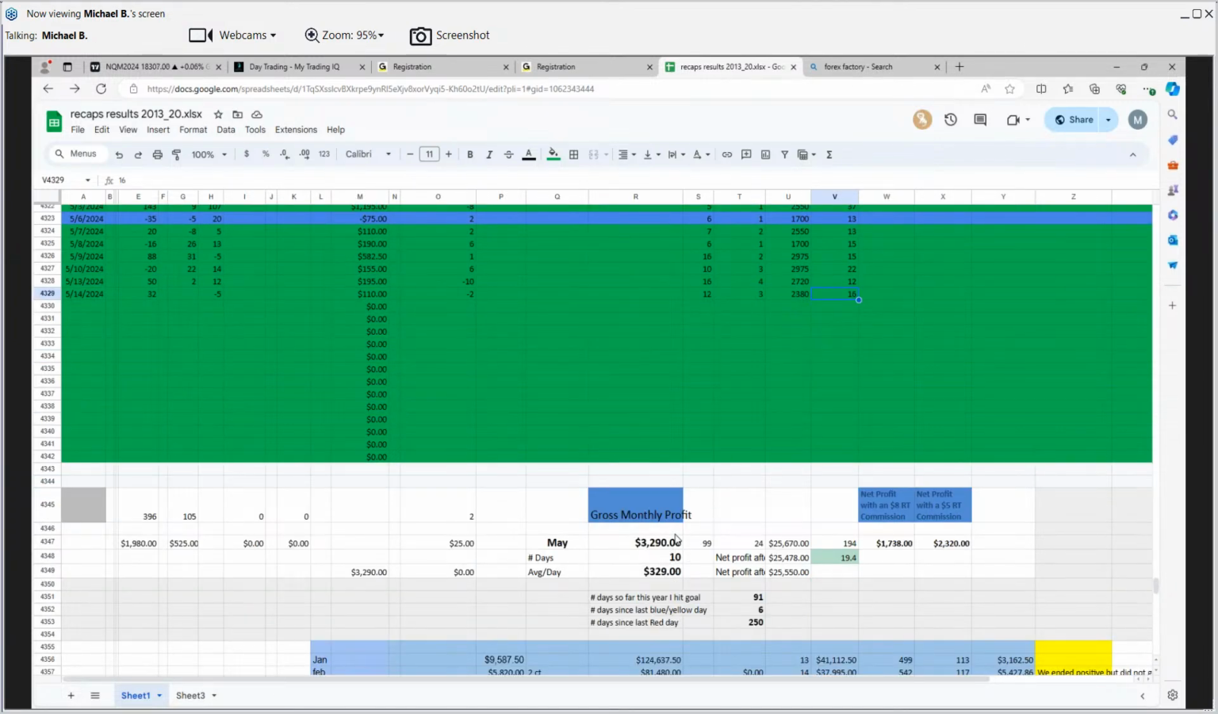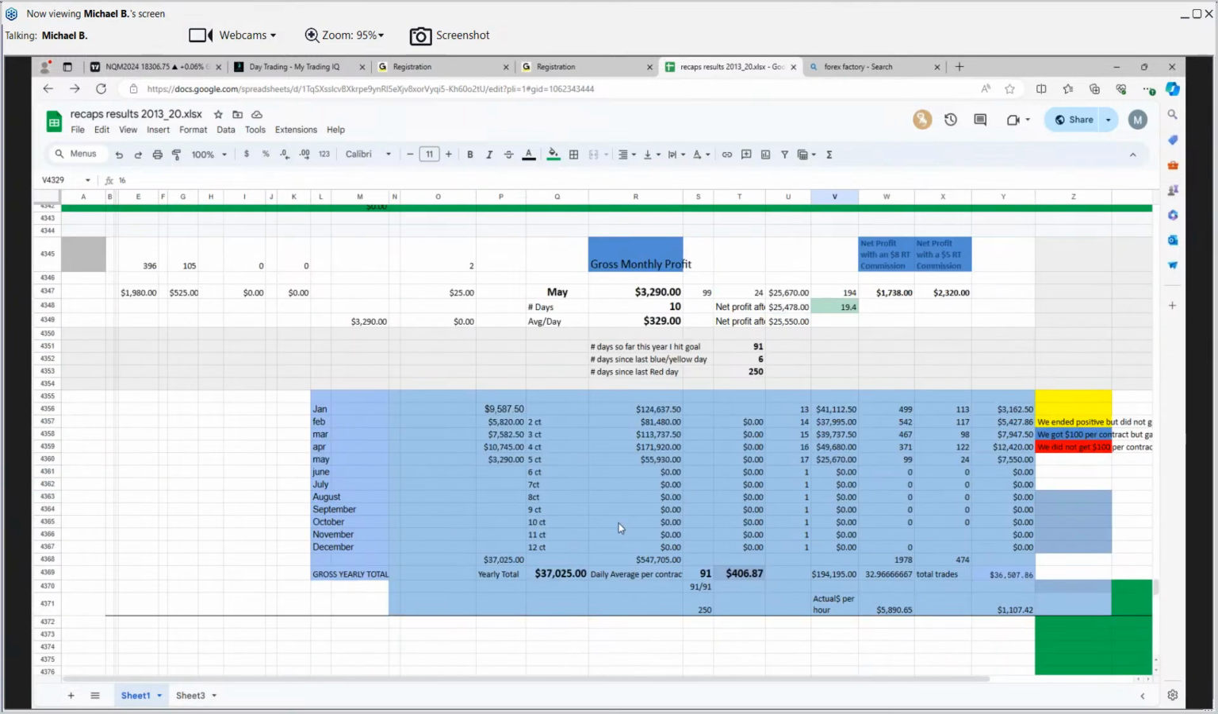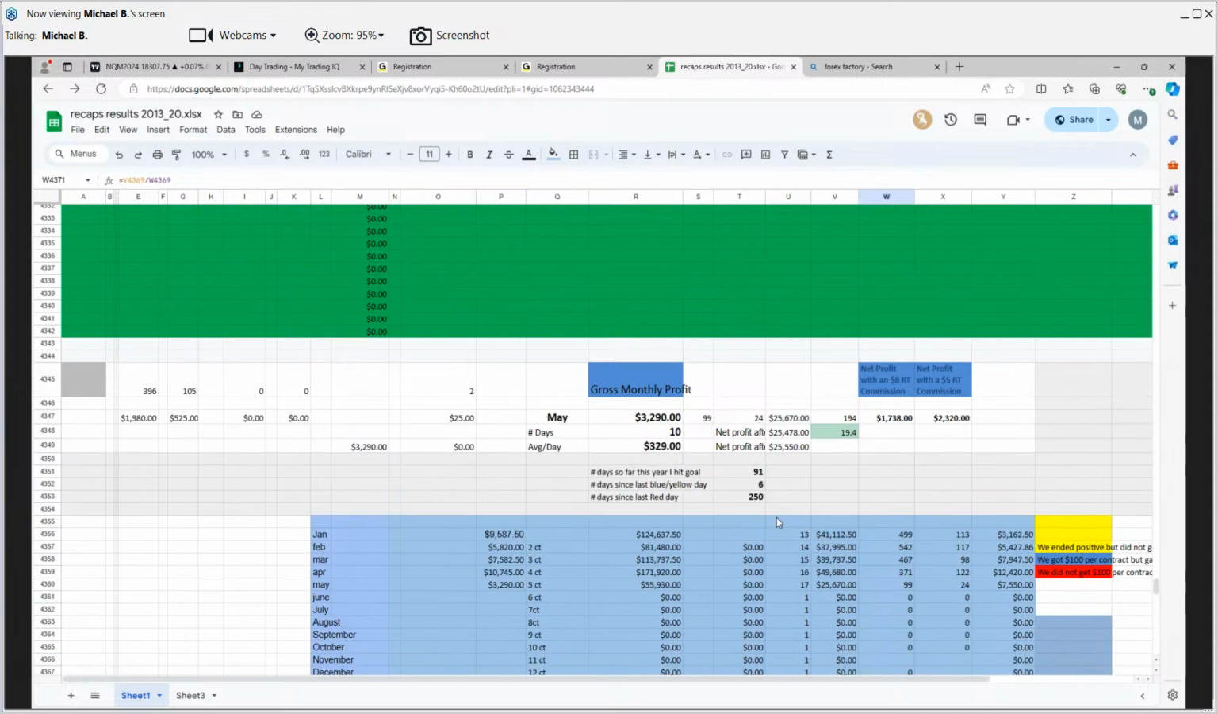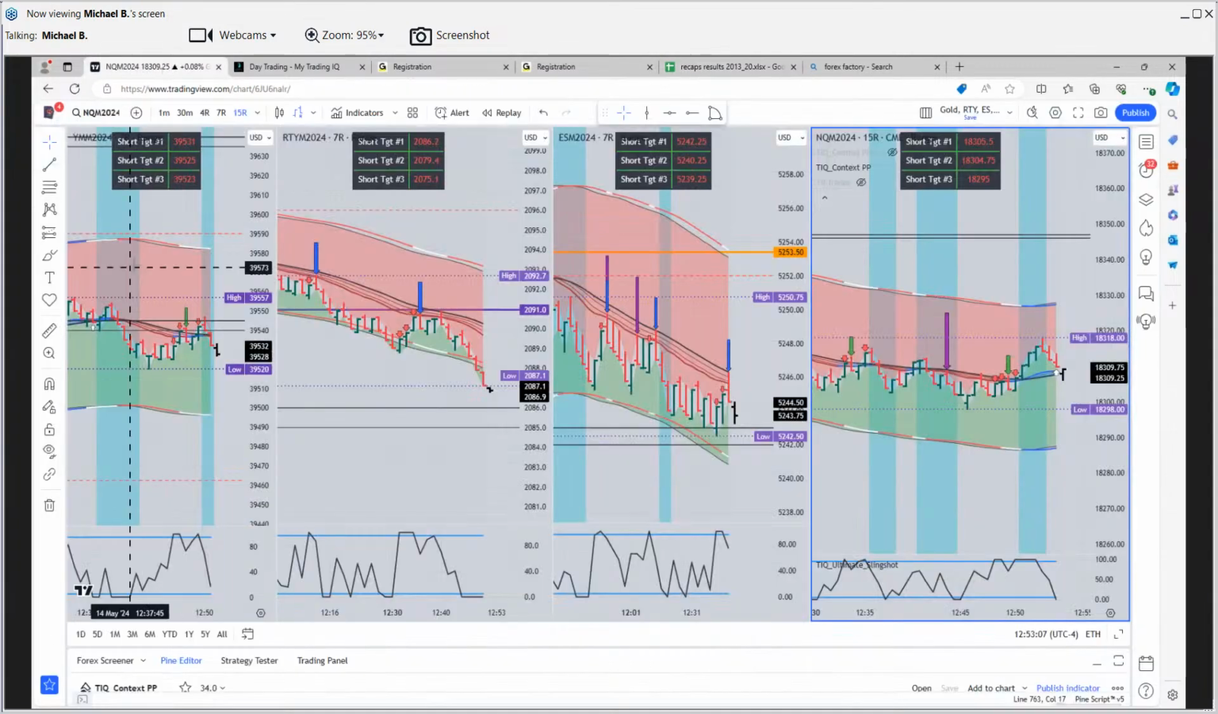So on the month now, we're at $3,290 over 10 days, averaging $329 per day. On the year, we're at $37,025, averaging $406 with 1 contract each morning. If you were to quit trading when you get your goal for the day, so far this year you would have had to work just about 33 hours. If you started the 24/20 blueprint in January of this year, you'd be averaging $1,107 an hour. If you started in January of last year, like me, you would now be up to 17 contracts and be averaging $5,890 an hour, doing everything just like I did. Okay, that's it. Let's get into the trades.